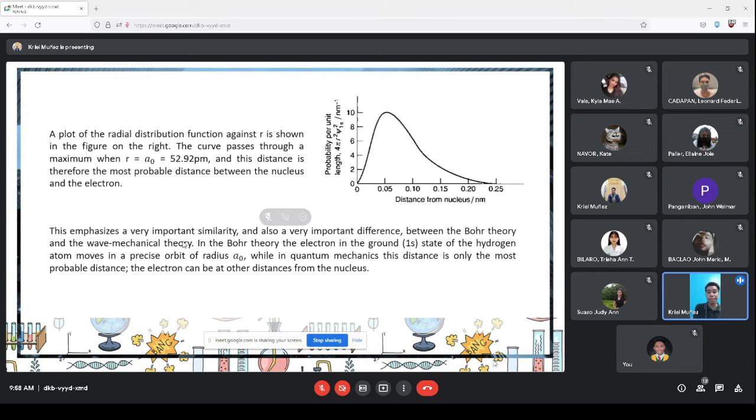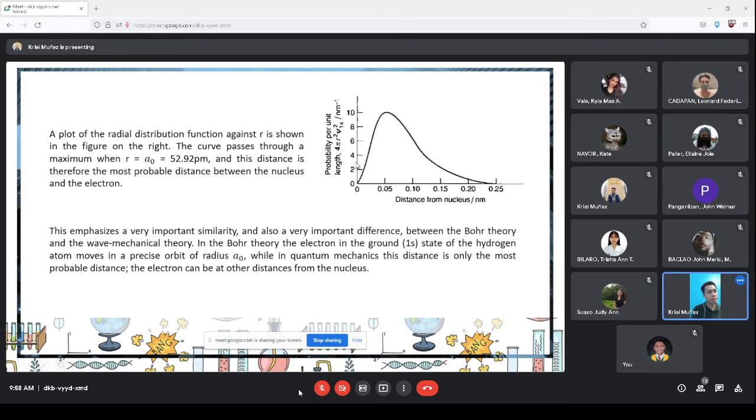Okay, so a plot of the radial distribution function against r is shown in the figure on the right. It's very important, class, that's why we took it up. The curve passes through a maximum when r is equal to the Bohr radius, which is 52.92 picometers.